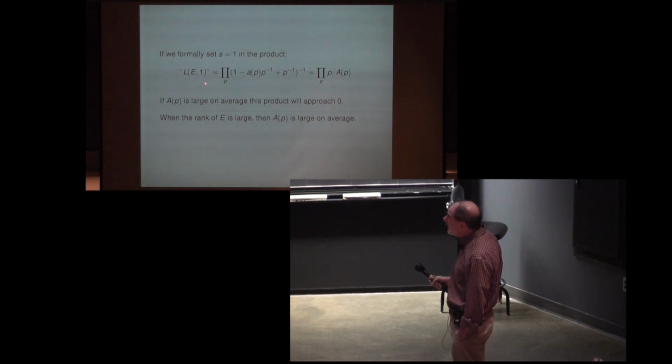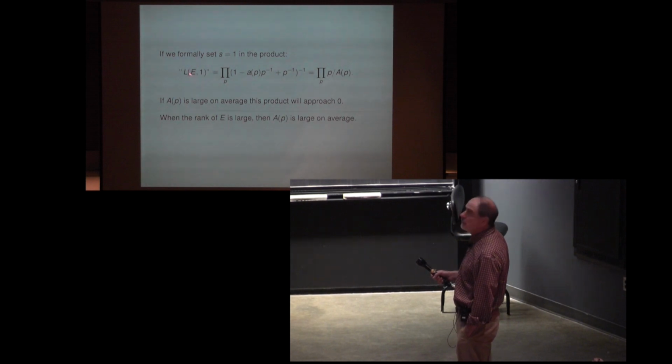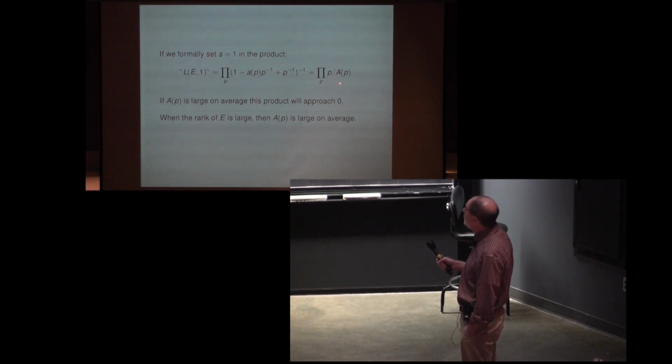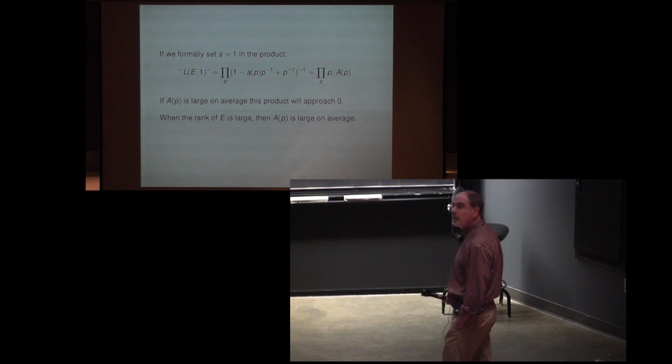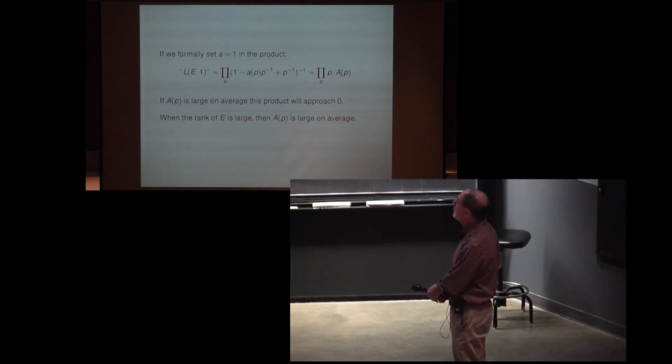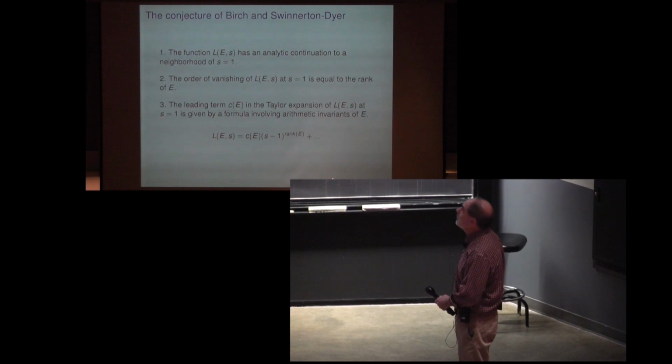But if you formally set s equal to 1 in this product, and you just do it mindlessly, you get the product of p over the number of points mod p. And so if the number of points mod p is large on average, the product approaches 0. And when the rank of E is large over Q, you have a lot of solutions over Q, you'd imagine that the number of points was large on average.